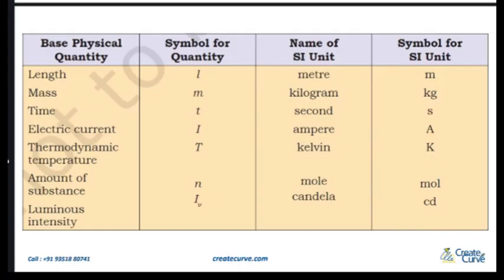So for us, and it's not just for chemistry, it is for all of chemistry and physics, we have a few quantities. There are exactly 7 physical quantities which we actually measure, and these are length, mass, time, electric current, thermodynamic temperature, amount of substance, and luminosity.